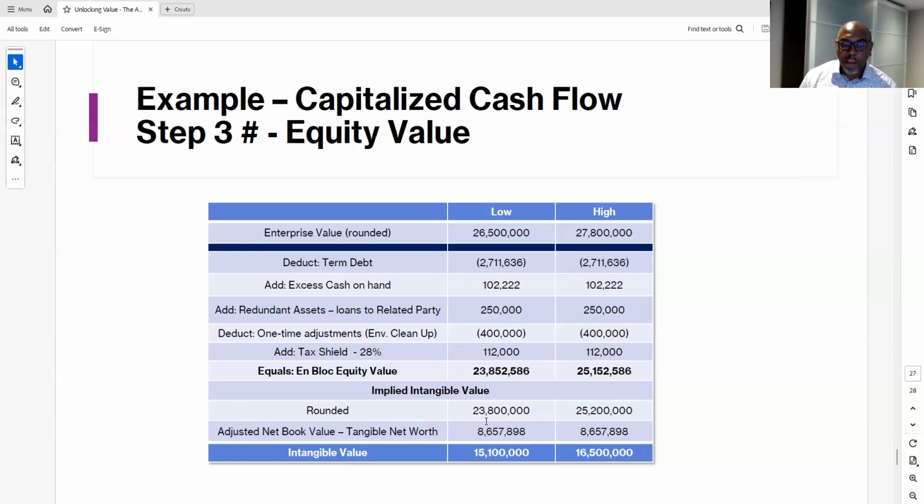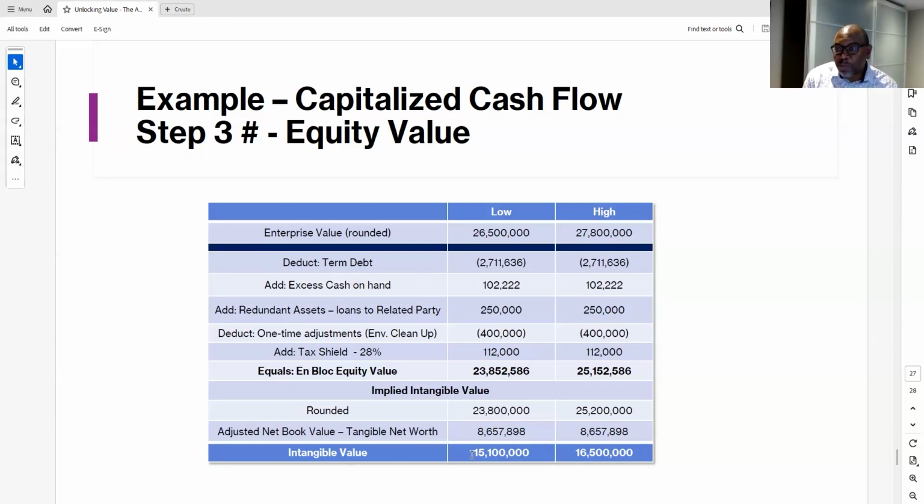And so here's where my asset approach comes in to say, well, of this 23 to 25 million, how much is the implied goodwill or intangible value in here? So the value of the company's operations, or the equity, is 23.8 million. And when I went through the balance sheet and determined the fair value of those net tangible assets, it was 8.6 million. So I'm saying there's an implied intangible value or implied goodwill of about 15.1 to 16.5 million.